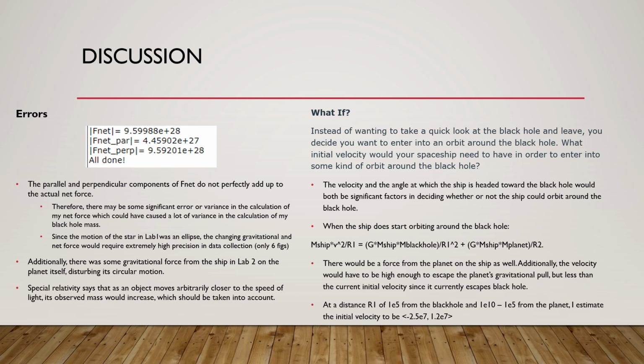We're asked what initial velocity our spaceship would need in order to enter into some sort of orbit around the black hole. Well, if it was orbiting around the black hole, its centripetal force would be a factor of not only the gravitational force from the black hole on the ship, but also the gravitational force on the ship from the planet. But at the same time, the velocity would have to be high enough to escape the planet's gravitational pull, and I estimate this to be negative 2.5e7 in the x direction and 1.2e7 in the y direction.